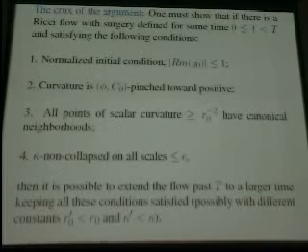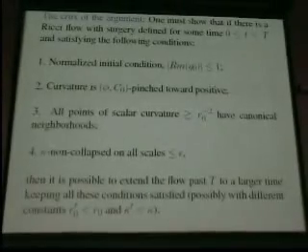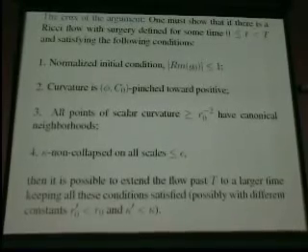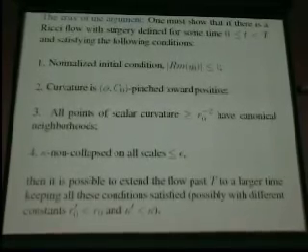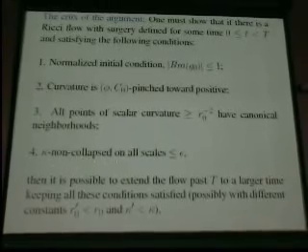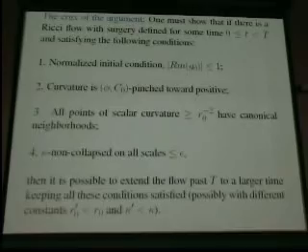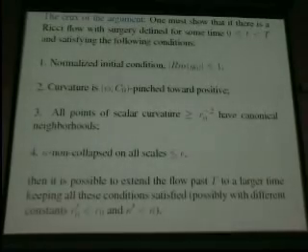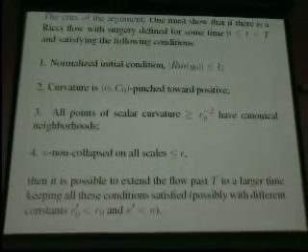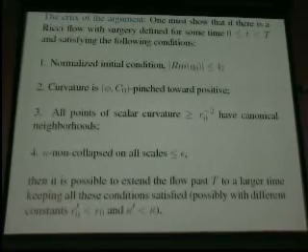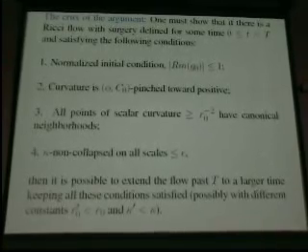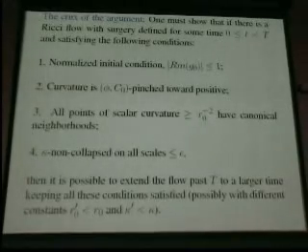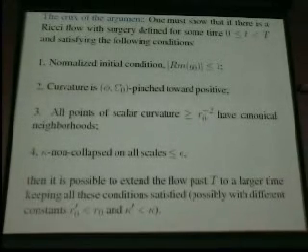All the points where the scalar curvature is sufficiently big have canonical neighborhoods. That's what I said. So geometry and topology are in a controlled way. Or kappa-noncollapsed on all scales, let's say equal to epsilon. So epsilon is just some fixed small constant so that certain geometry is stabilized. Okay, it's some universal constant. Then it's possible to extend the flow past the t, like what we did before, to larger time, keeping all these conditions satisfied, possibly with different constants.